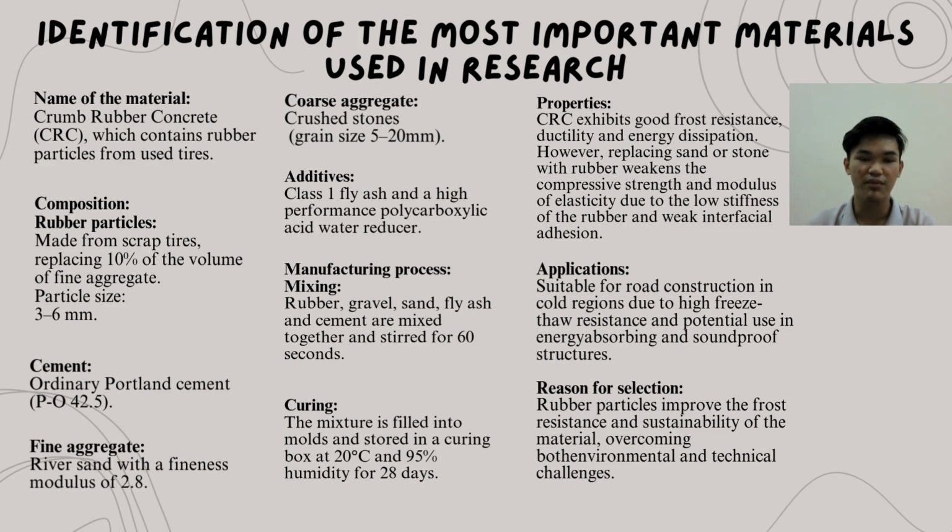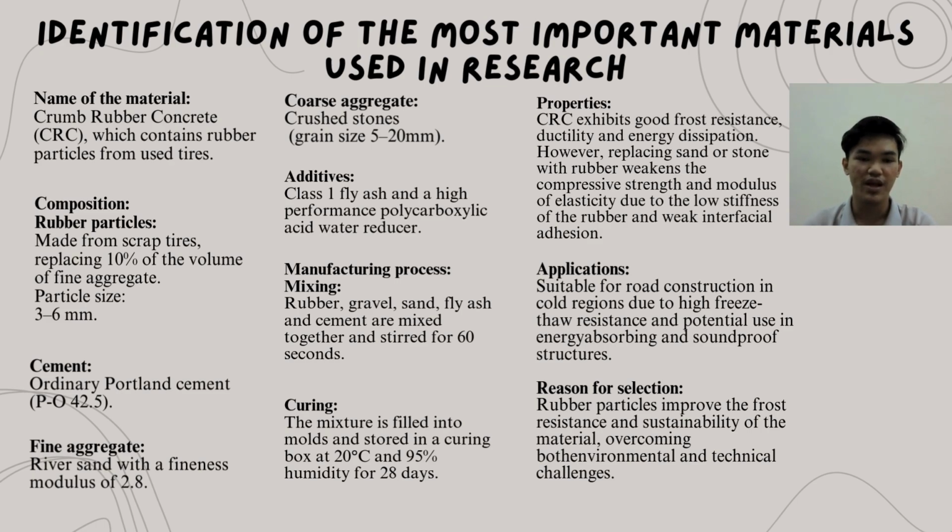Cement: ordinary Portland cement PO 42.5. Fine aggregate: river sand with fineness modulus of 2.8. Coarse aggregate: crushed stone, grain size 5 to 20 mm. Additive: class 1 fly ash and high performance polycarboxylic acid water reducer.